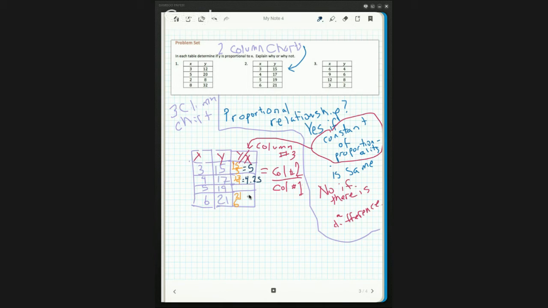So do I need to go any further? And the answer is no. I can say this is problem number 2. It is not proportional because column 3 values are different.